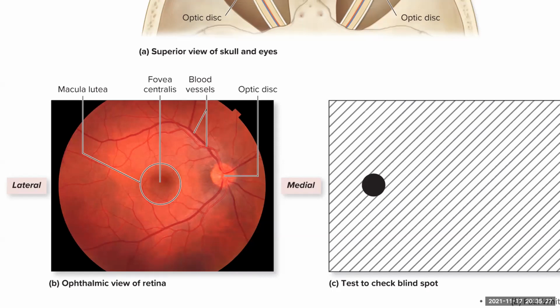So when you go out to the lateral portion, you'll be able to see the fovea centralis here. The macula lutea is the outer area here, and then the fovea centralis is dead center.